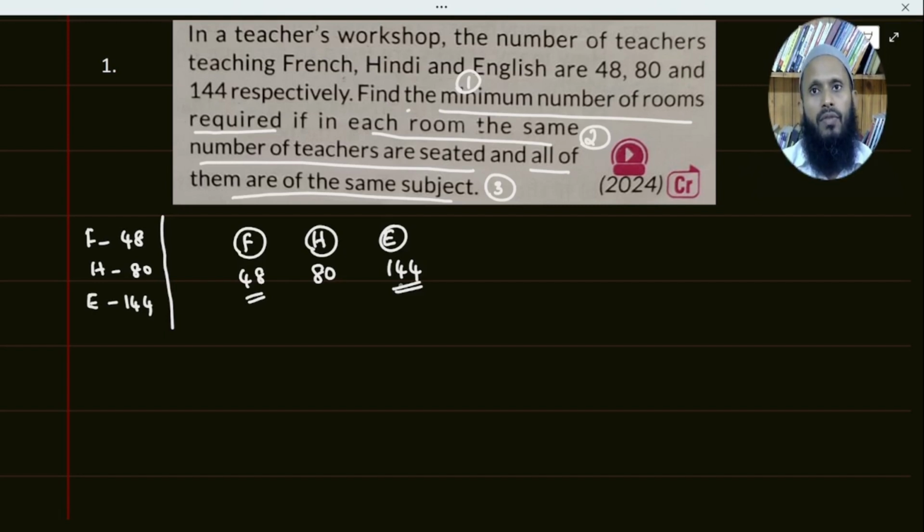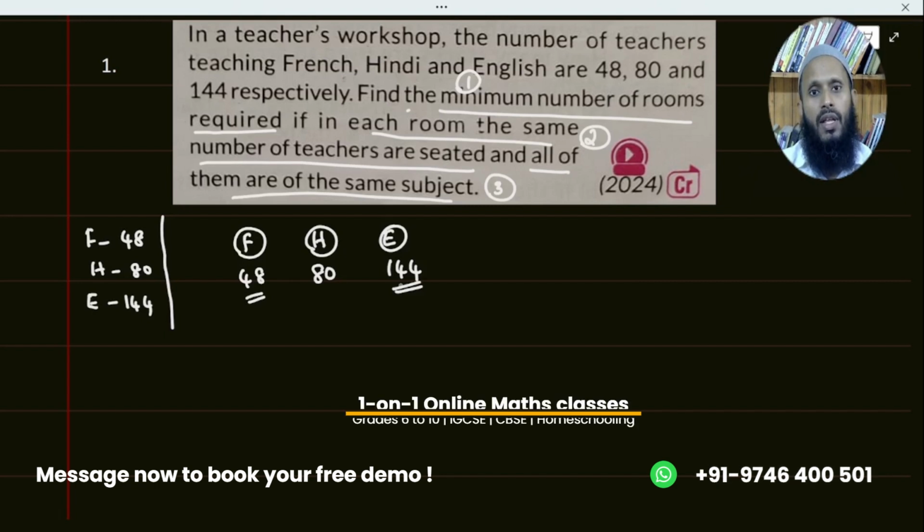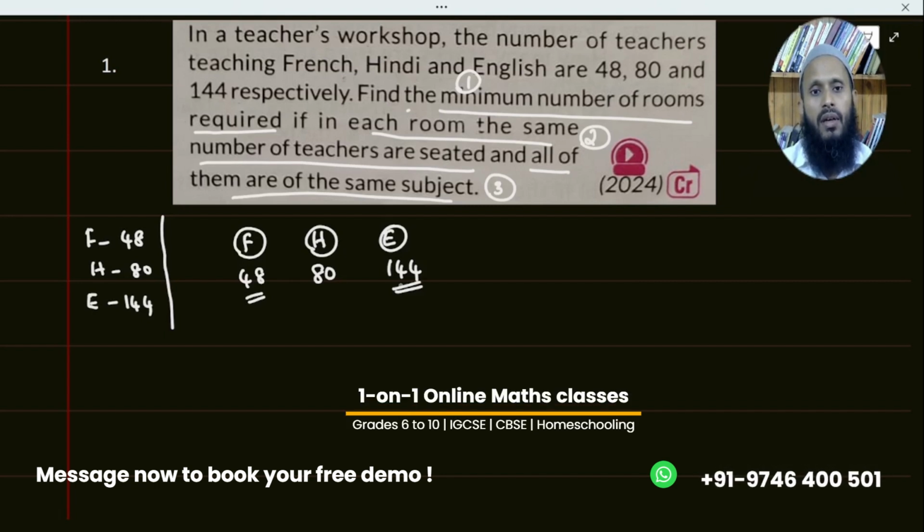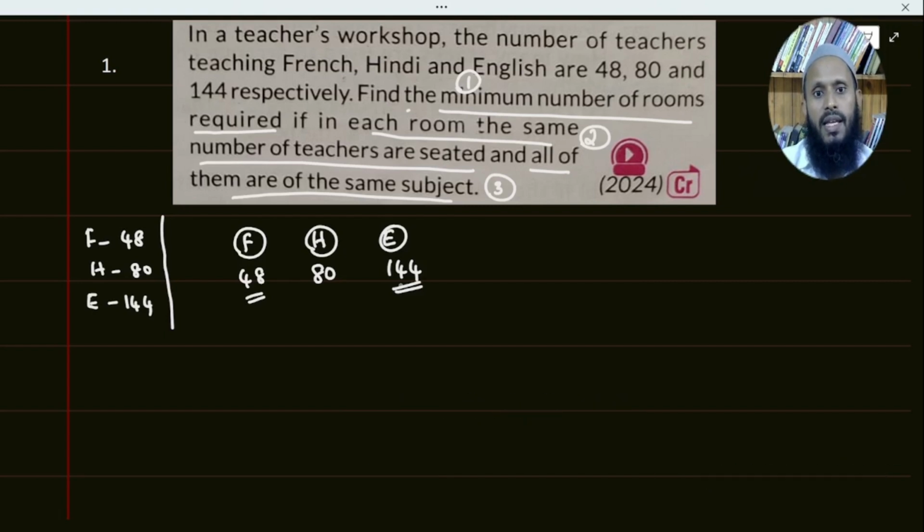So, the number of teachers which I should use to fill a room must not only be factors of individual numbers like 48, 80 and 144. They must be a common factor. They must be a common factor of these 3 numbers. Then only in each room there will be an equal number of teachers. So my inference right now is that I have to find a common factor of these 3 numbers, 48, 80 and 144.